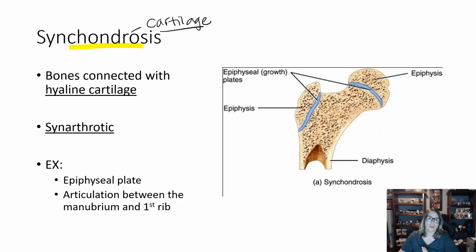If you start to choose an answer that does not have the word cartilage in it, you need to stop and think, right? Look at the word. It gives you the hint. Chondro means cartilage. Now, the synchondrosis, these particular joints are made of hyaline cartilage. Now, they are synarthrotic. So once again, remember, synarthrotic means there's no movement.